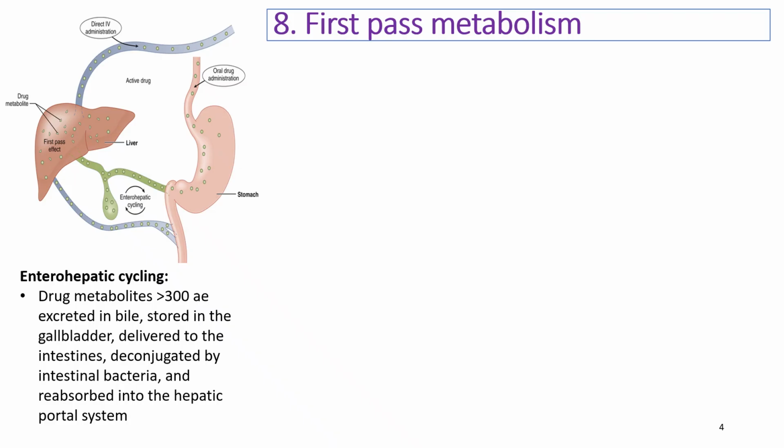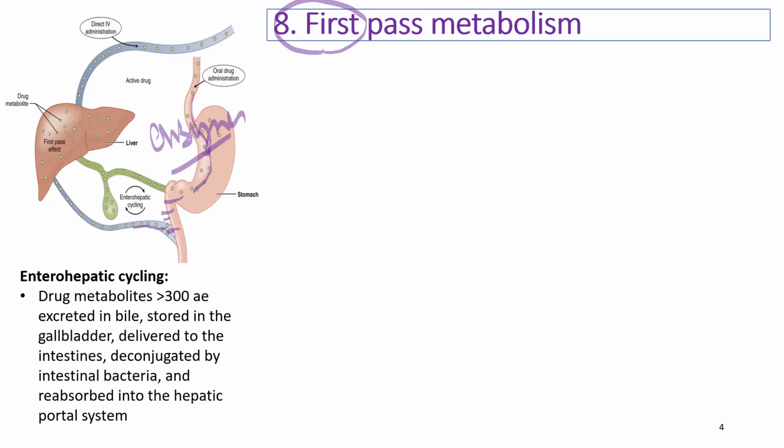So when you take the medication, for example, the medication crosses the enterocytes, then goes to the portal circulation, right? While crossing this, there are some enzymes present here. These enzymes metabolize the medications. That is called first pass metabolism.